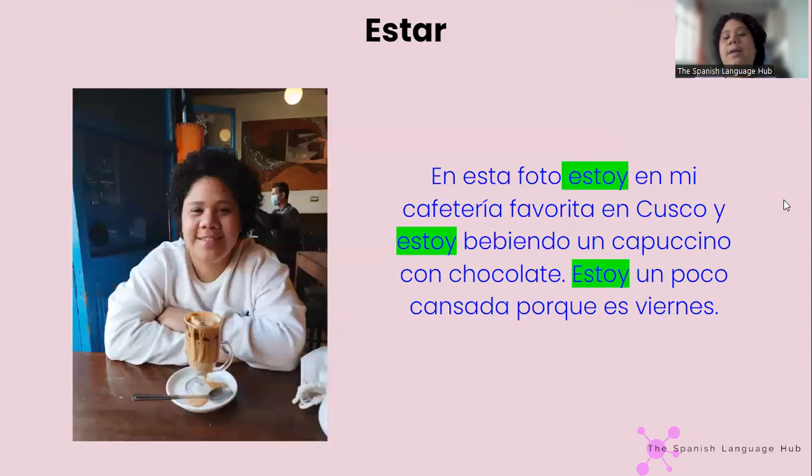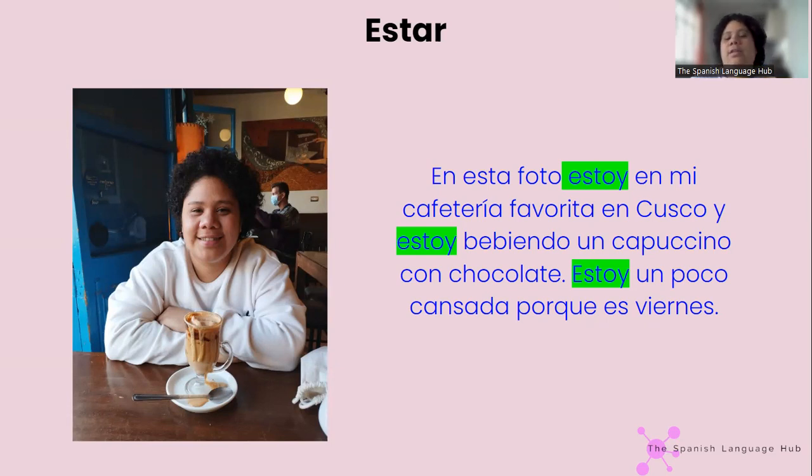Now we have estar, por ejemplo, en esta foto estoy en mi cafetería favorita en Cusco y estoy bebiendo un cappuccino con chocolate. Estoy un poco cansada porque es viernes. So here, in this picture, I'm in my favorite cafeteria in Cusco. Cusco is a city in Peru where I live. I am drinking a cappuccino with chocolate and I'm a little tired because it's Friday.